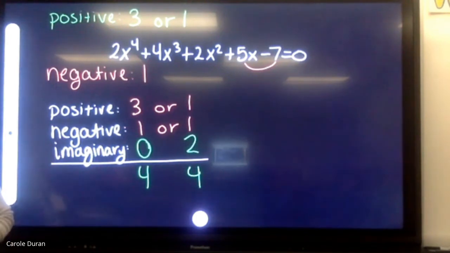You subtract as many times as possible. This is all we do for this entire question. So if there's 4 sign changes, it's 4 or 2 or 0.